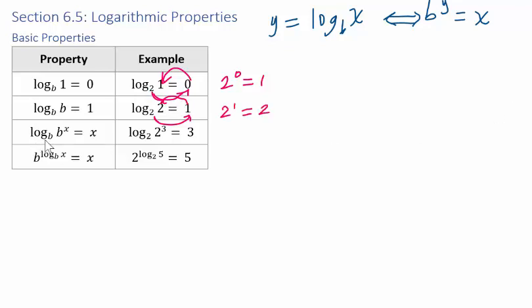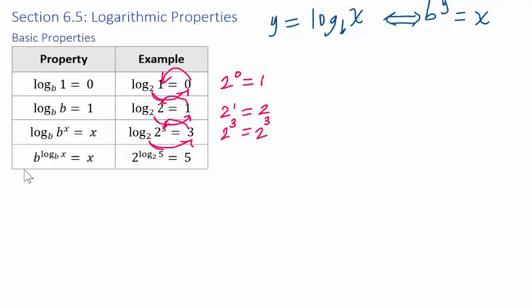Well, the next property says log base b of b to the x is equal to x. Or log base 2 of 2 to the third is equal to 3. And we can find this solution. If we didn't know it, we could say 2 to some power is equal to 2 to the third. But that missing exponent has to be a 3.